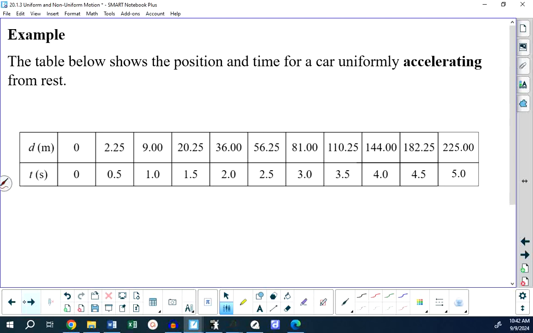Can you take a look at this data? It's distance and time, so I'm not worried about direction here. And figure out why we know it's non-uniform motion. Why do we know this object is accelerating in some way? Who can tell me?